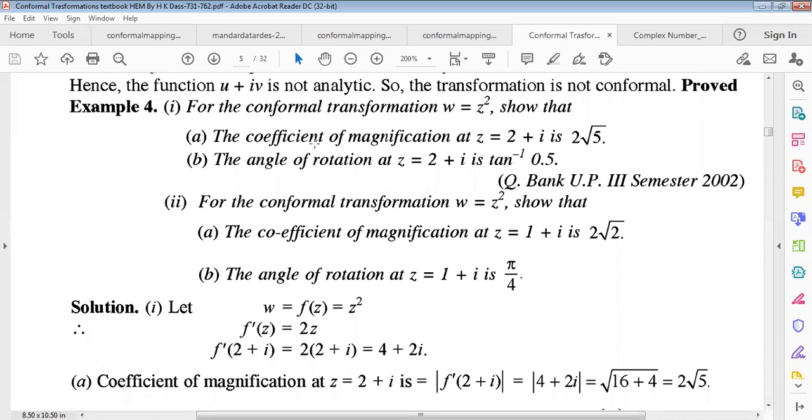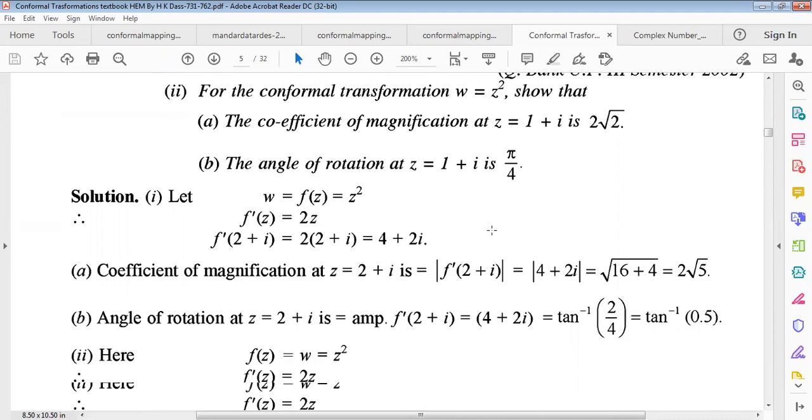For the conformal transformation w equals z square, show that the coefficient of magnification at z equals this is this, and the angle of rotation at z equals this, that means tan inverse of this. In number 2, for the conformal transformation w equals z square, show the same values. Now we are given w equals f of z equals z square. The first derivative, f dash z, will be twice z only.